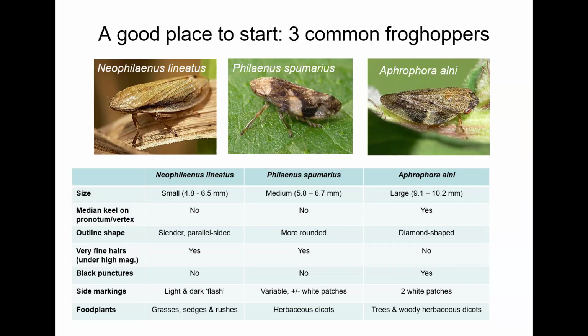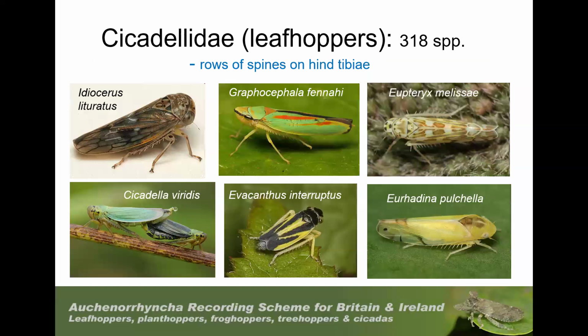So one of the nice things about this particular trio of species is that they're very conveniently separated ecologically. So Neophalanus lineatus is a monocot feeder. In other words, it feeds on grasses, sedges, and rushes. Phalaenus bimaris mainly feeds on the herbaceous layer, whereas Auchenorrhyncha Recording, the one on the right, primarily feeds on tree species, particularly willows and sallows, and alders and those sorts of species. So ecologically, they're quite nicely separated as well. Okay, so that's the froghoppers.